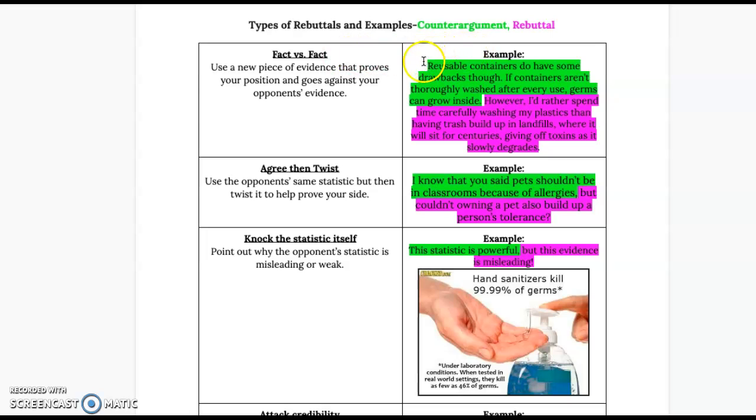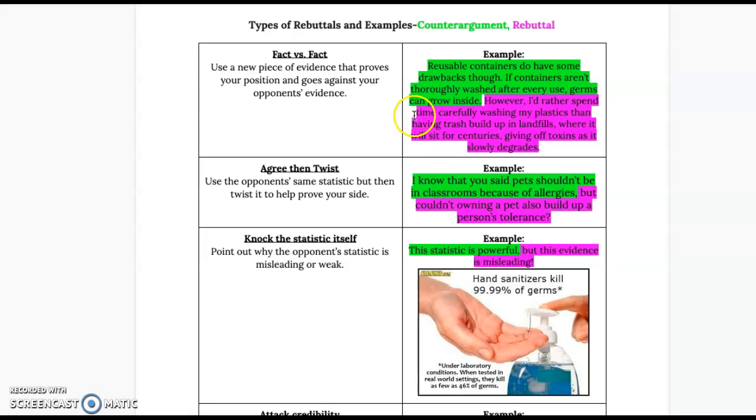So here's the example. The green is the counter-argument, okay? Always start with a counter-argument. So reusable containers do have some drawbacks, though. So this sounds like an argument that's for a trash-free environment, okay? So reusable containers do have some drawbacks, though. If containers aren't thoroughly washed after every use, germs can grow inside. So that's the writer acknowledging the other side, which is called the counter-argument. Now, listen to the rebuttal. However, I'd rather spend time carefully washing my plastics than having trash build up in landfills, where it will sit for centuries, giving off toxins as it slowly degrades.